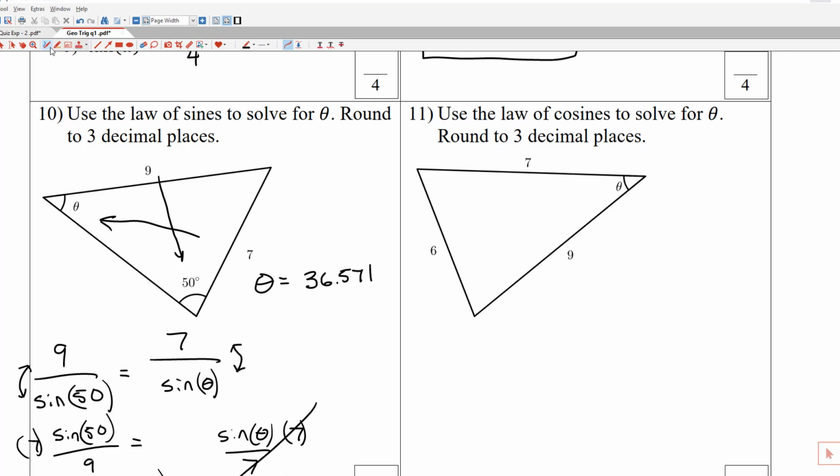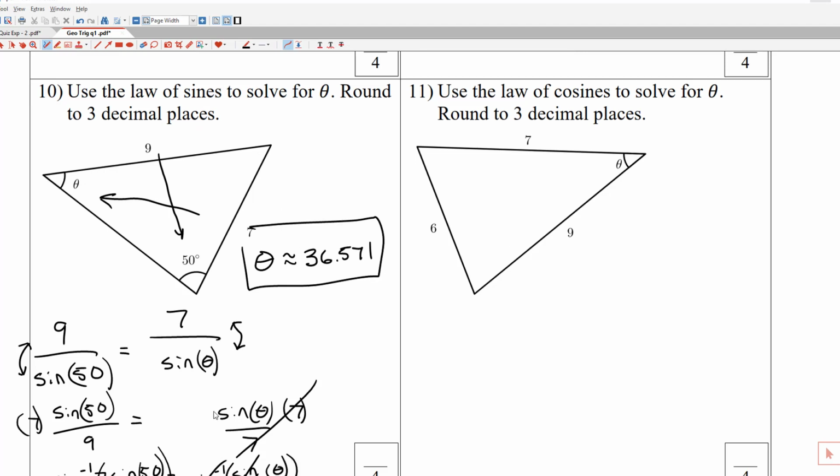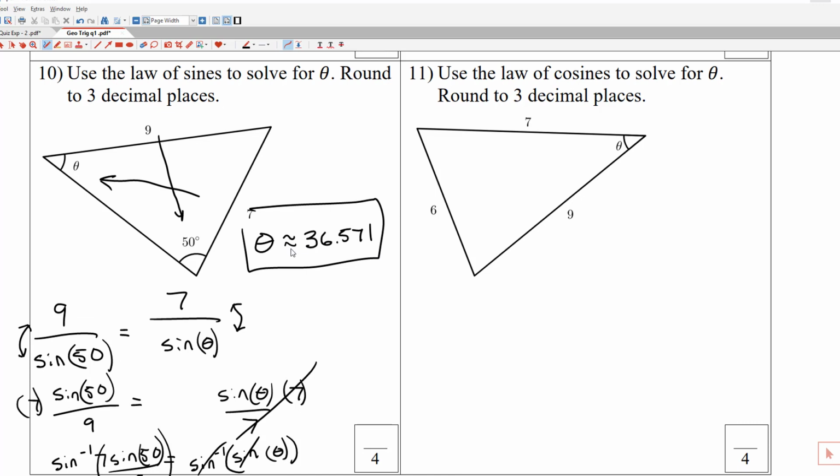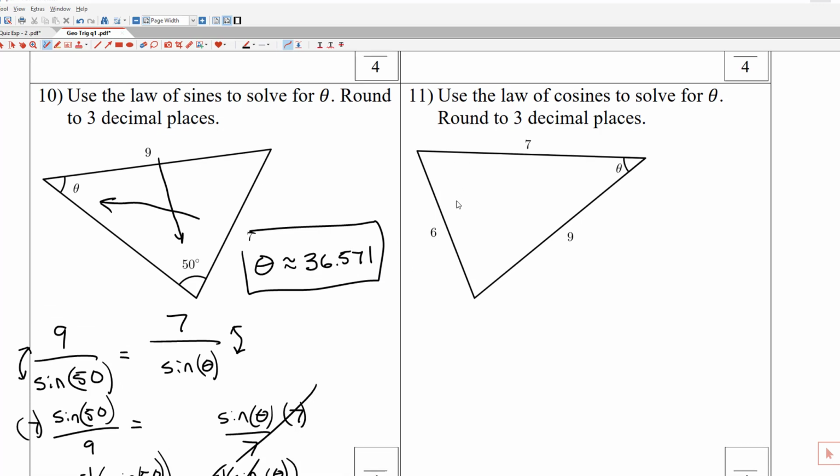36.571. Me being the mathematician, I want to be exact. That's not really an equal sign, so let's go ahead and delete that. We're really approximating here. We rounded it. It is exactly equal to this down here, but now that we've rounded it, it is approximately equal to. So the wavy equal sign is approximately.